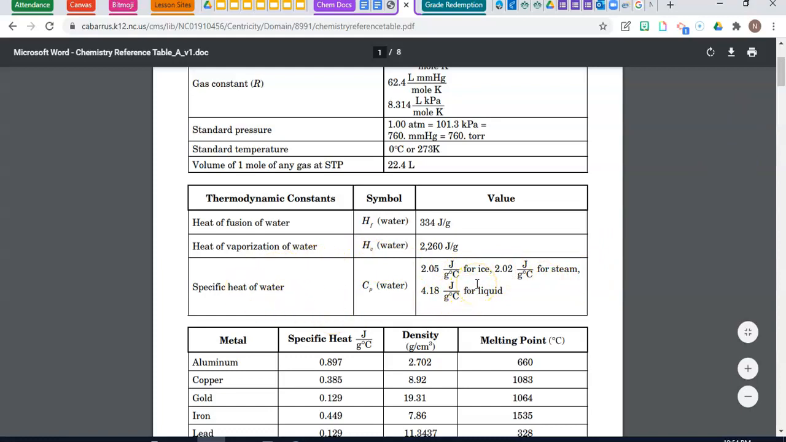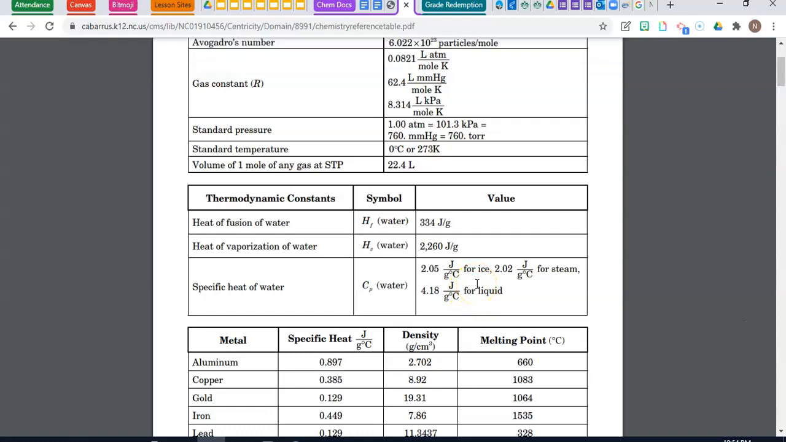Now notice that there are 3 different values, and that's because there's 3 different phases. When water is a solid, it's 2.05. When it's gas, or steam, it's 2.02, and when it's water, it's 4.18. That is very important. We're going to see that later when we do a problem when we use all 3 of them. So make sure when you're doing water, you're understanding what phase you're in to use that specific one.